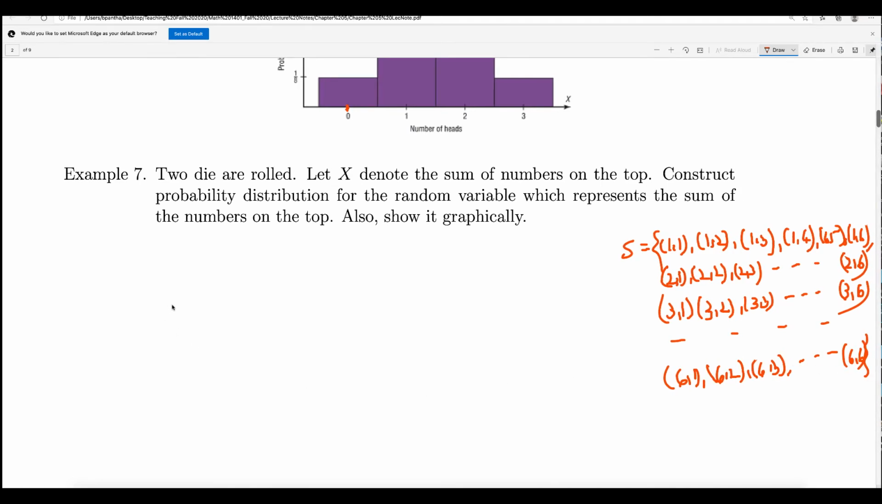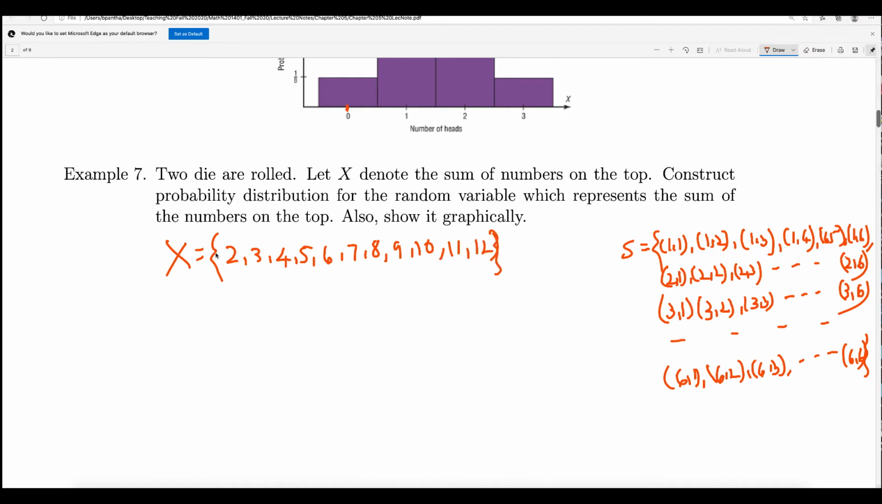Now what is the random variable x? X is the sum on the top, meaning 1 plus 1. So the smallest value is 2, and then it can be 3. How many have sum 3? There are 2 outcomes that have sum 3, and one outcome with sum 2. How many have sum 4? 1 3, 2 2, and 3 1. So the sum can be 4, 5, 6, 7, 8, 9, 10, 11, 12. These are the possible values of x.